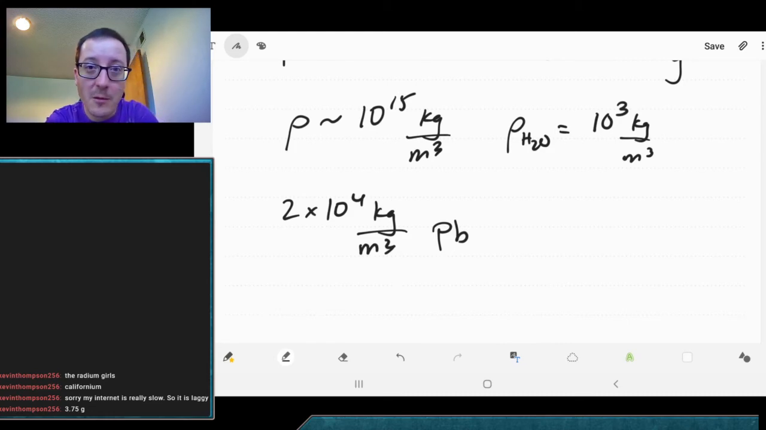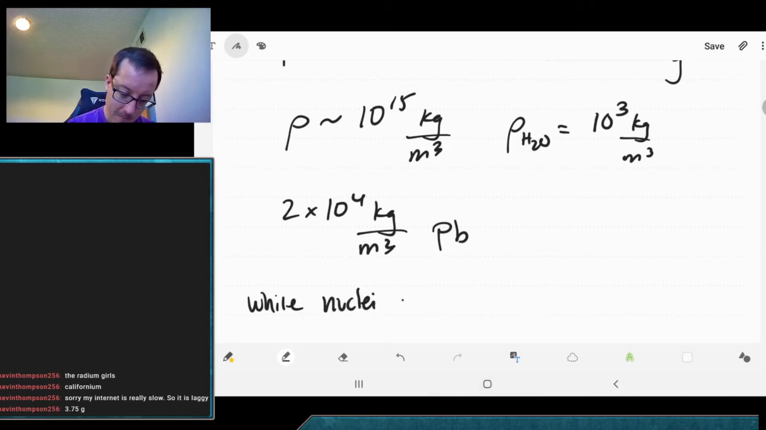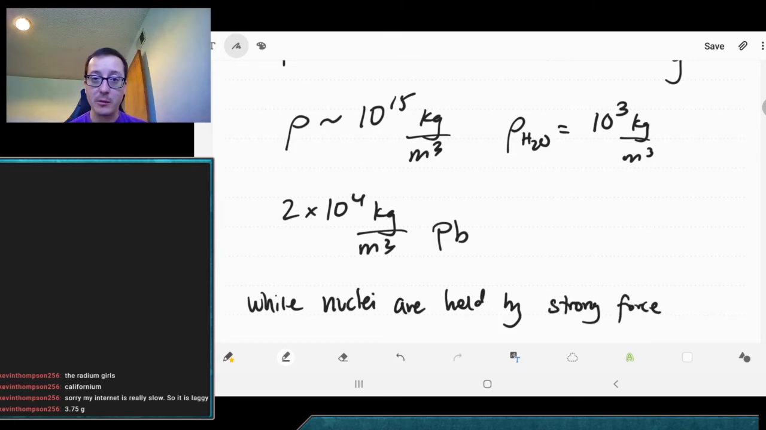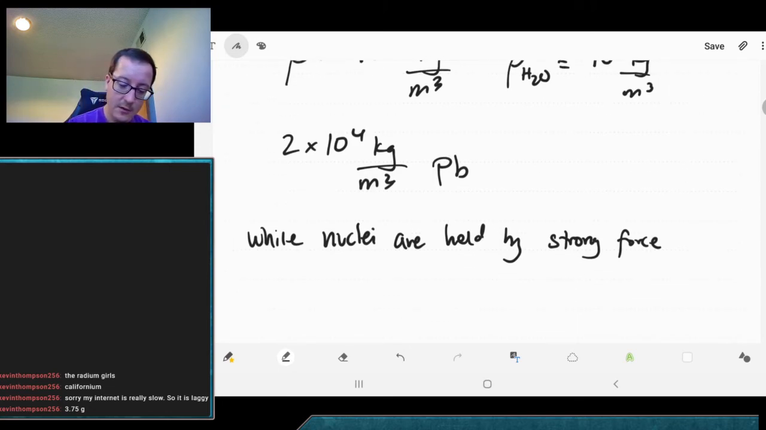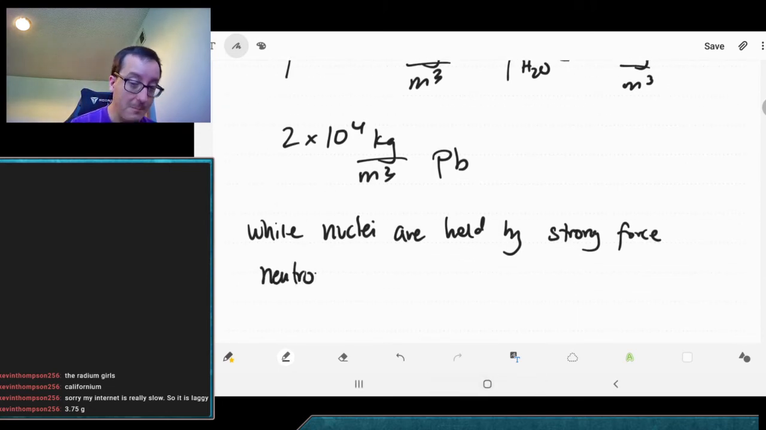Now, neutron stars are interesting in that they are made up almost entirely of neutrons, though they do definitely have protons there as well, and some electrons. There are regular atoms in a neutron star as well. What is interesting, though, is while nuclei are held by the strong force, that's the force that the neutrons generate to keep protons together, neutron stars, even though they're made of the same things as nuclei, are held together by gravity.